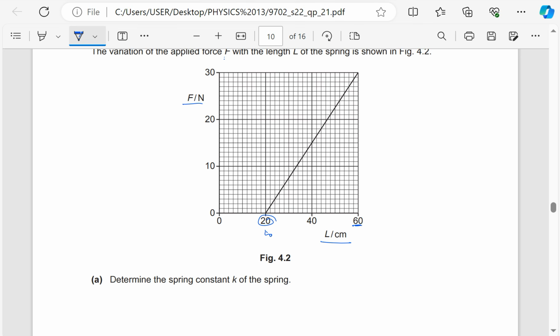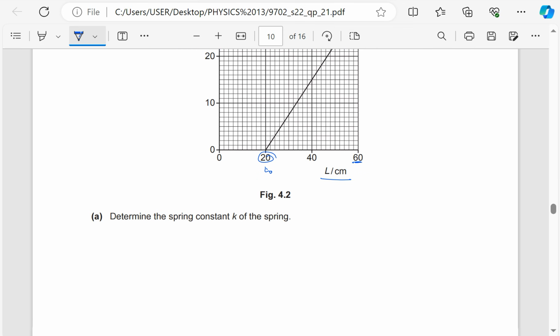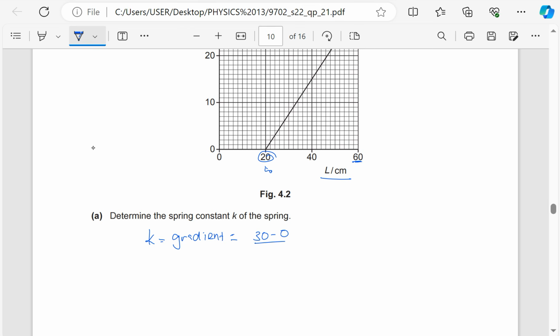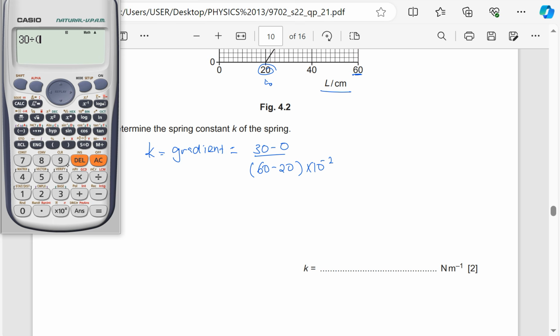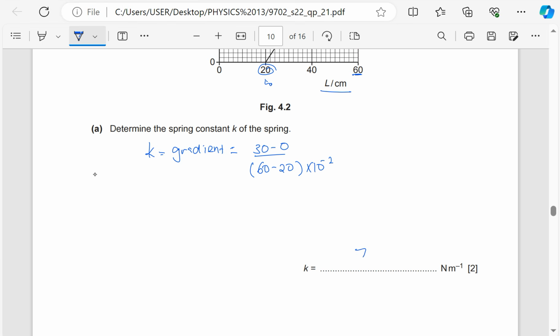So if you want to use K equals F over X, then you must use X as 60 minus 20, or just find the gradient. So K is going to be equal to the gradient, which is simply going to be 30 minus 0 divided by 60 minus 20. Of course, this is in centimeters, so I'll say times 10 to the power of minus 2. And when I press my calculator, I have 30 divided by 40 exponent minus 2. So that is 75.